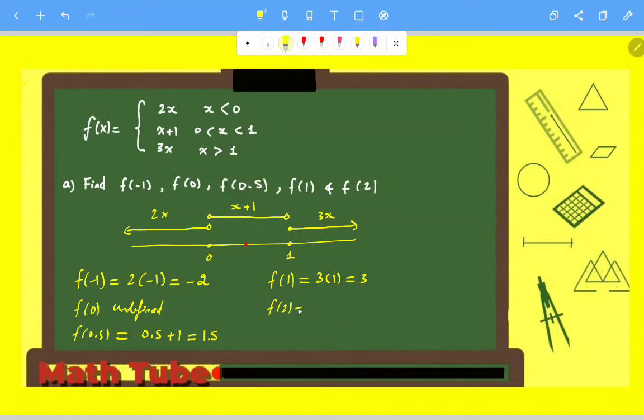Finally, f of 2. We know that 2 is bigger than 1, which means that I need to use the third definition. So f of 2 is simply 3 multiplied by 2, which is equal to 6.